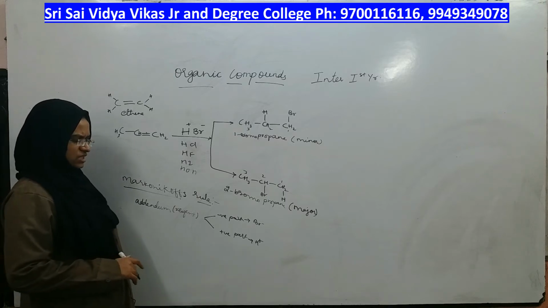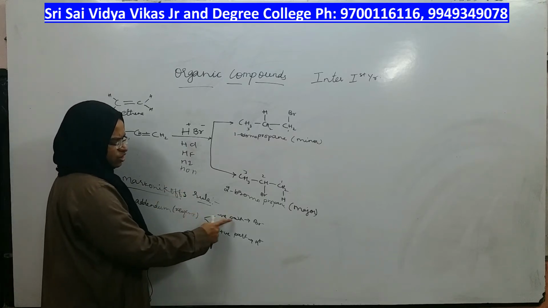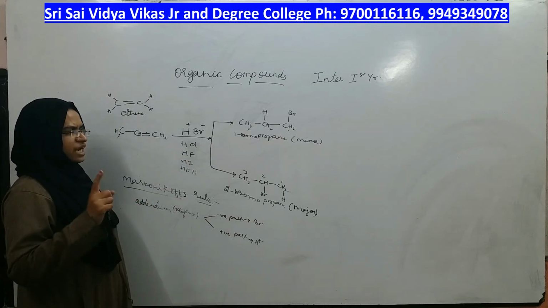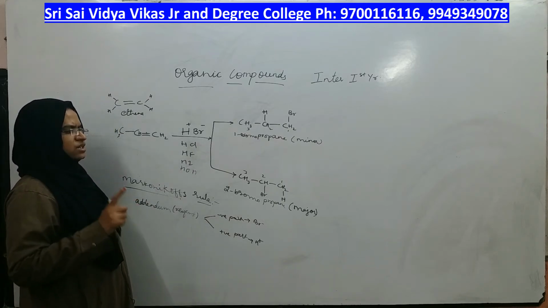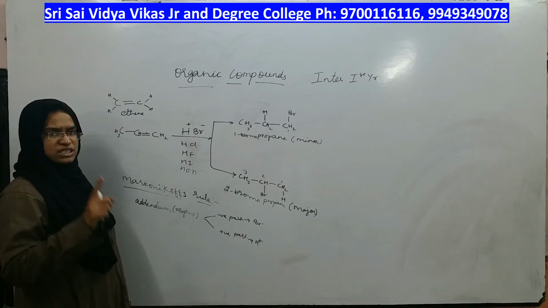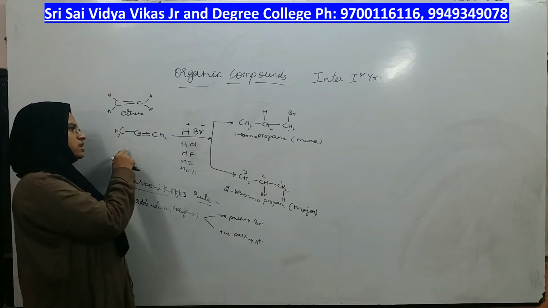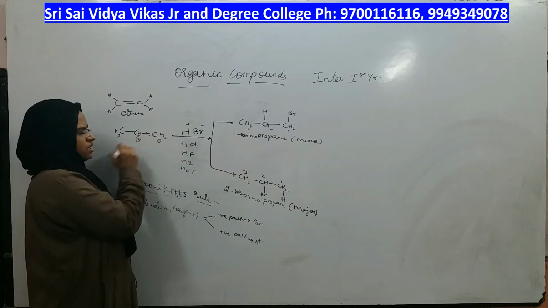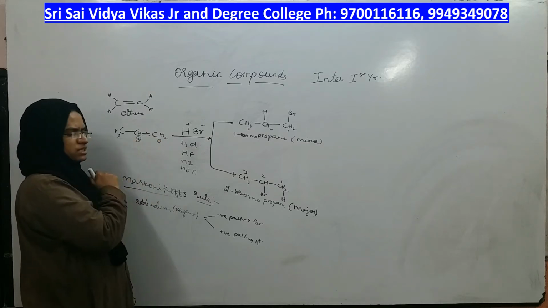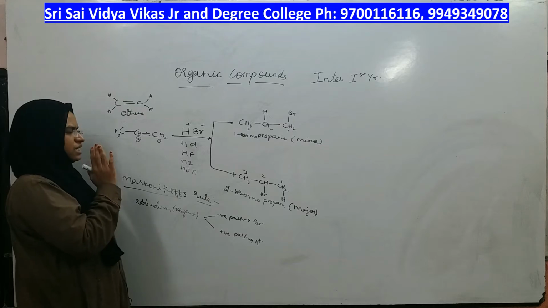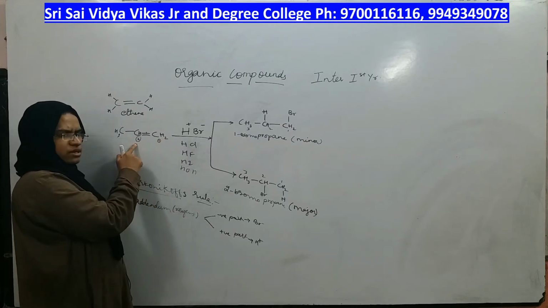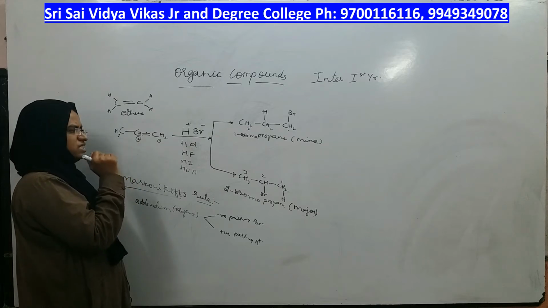Markovnikov's rule says that the negative part of the addendum should attach to that carbon of the alkene in which the number of hydrogens is less. How many carbons are involved in the alkene? This is one carbon, this is the second carbon, right? These two carbons are involved in making the alkene. The first carbon has 2 hydrogens, the second carbon has only 1 hydrogen. Which carbon has the least number of hydrogens?